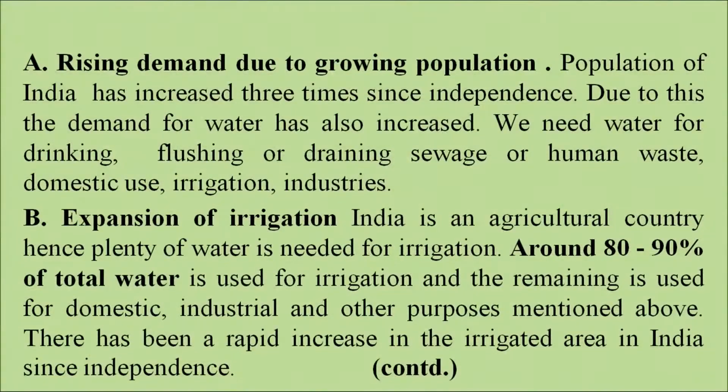Second, expansion of irrigation. India is an agricultural country, hence plenty of water is needed for irrigation. Around 80 to 90% of the total water is used for irrigation and the remaining is used for domestic, industrial and other purposes. There has been a rapid increase in the irrigated area in India since independence.